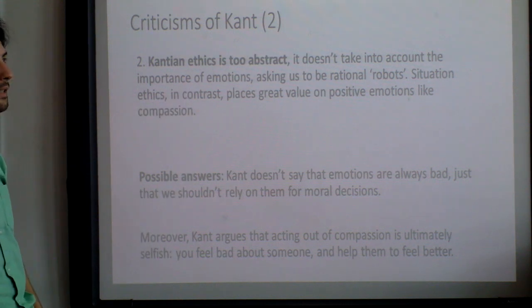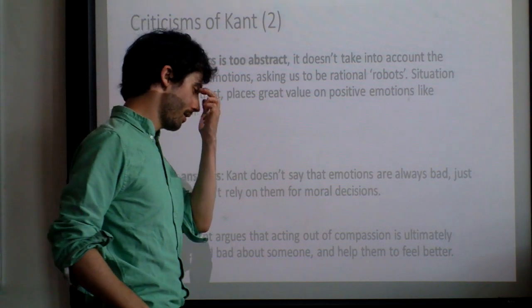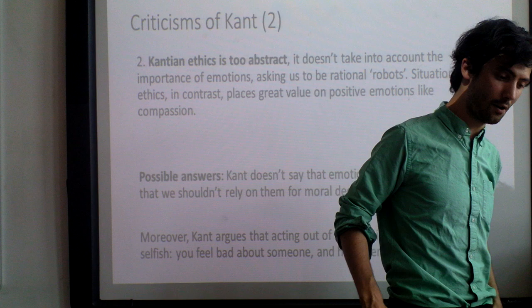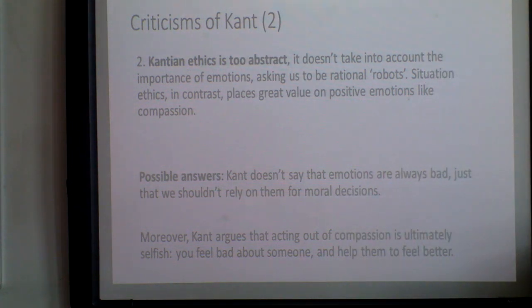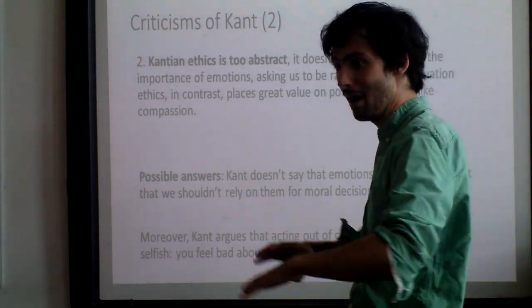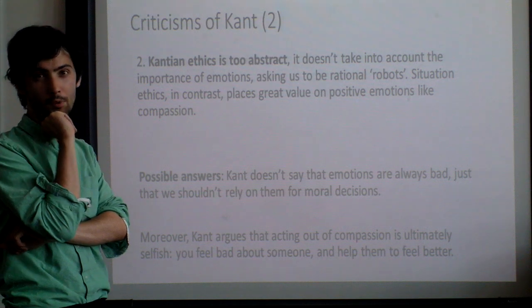And so situation ethicists are very likely to argue something like this. Kantian ethics is dehumanizing. It doesn't take into account the importance of emotions. But again, as in all cases, there are possible answers. Kant doesn't say that emotions are always bad. He just says that we shouldn't rely on them for our moral decisions. I don't think Kant ever says that we should never have emotions. He just says they're not very reliable guides when it comes to moral decisions.